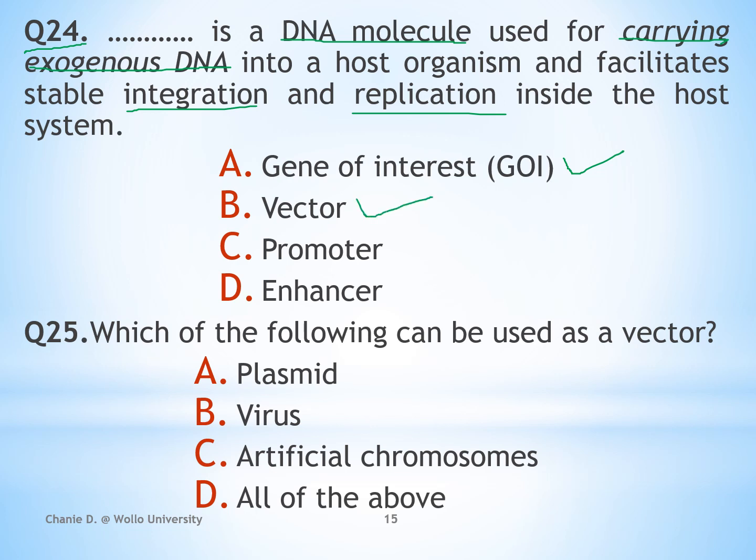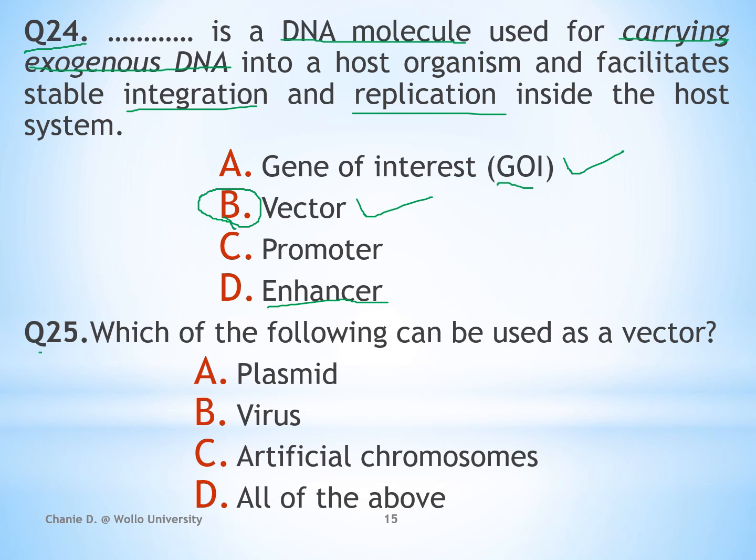Vectors are the vehicle or the carrier of a foreign DNA or a gene of interest into the new organism, the recipient. Promoter is a DNA molecule which is used to initiate transcription. Enhancer, a DNA molecule or nucleotide sequence itself, is used to facilitate transcription. So from those alternatives, vectors are DNA molecules which carry the gene of interest and facilitate the integration and replication of the gene of interest in the host organism system. So the correct answer for question 24 is B.